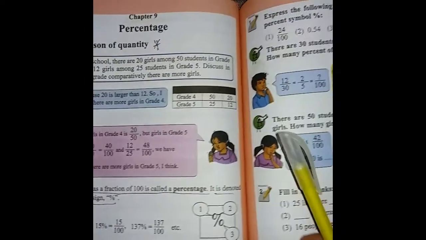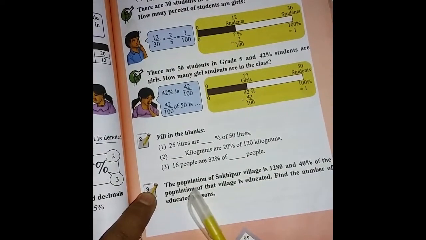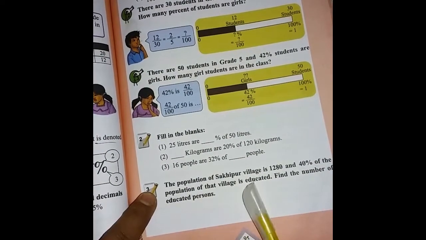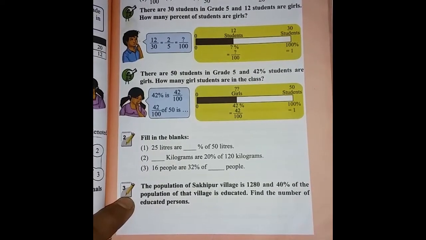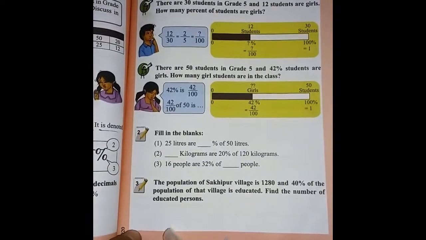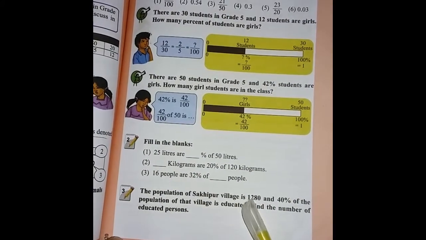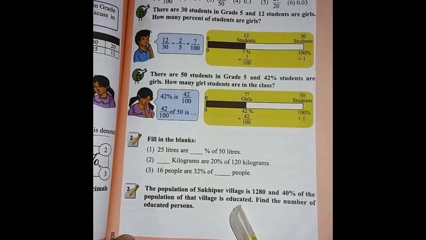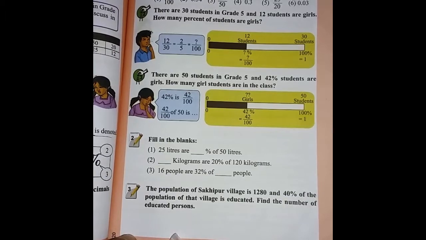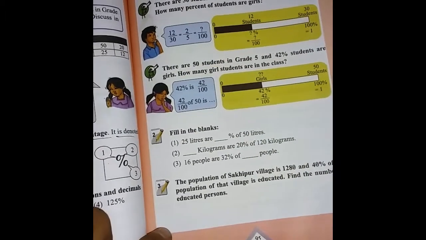So comparison is easy. Sometimes we have to compare in a class: in our class, what percent of students are girls and what percent are boys. So we have to find that from the total number. Here you can see one of the exercises given. The population of Shokhipur village is 1280, and 40% of the population of that village is educated. Find the number of educated persons.